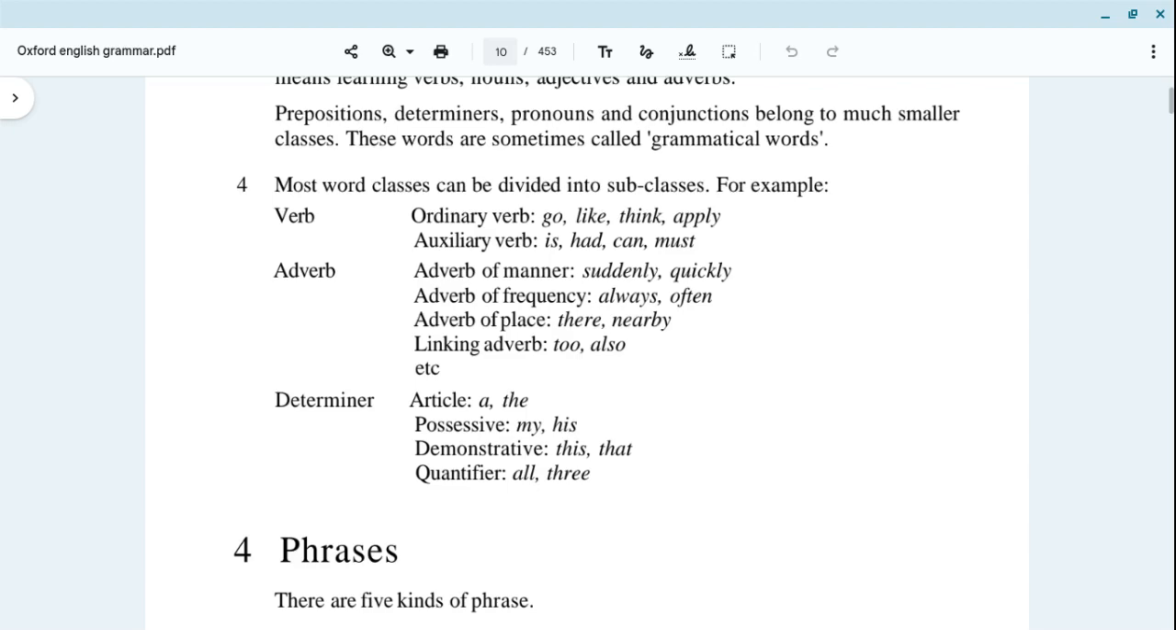Determiner can be divided into article, possessive, demonstrative, and quantifier. Article: a, the. Possessive: my, his. Demonstrative: these, that. Quantifier: all, three.